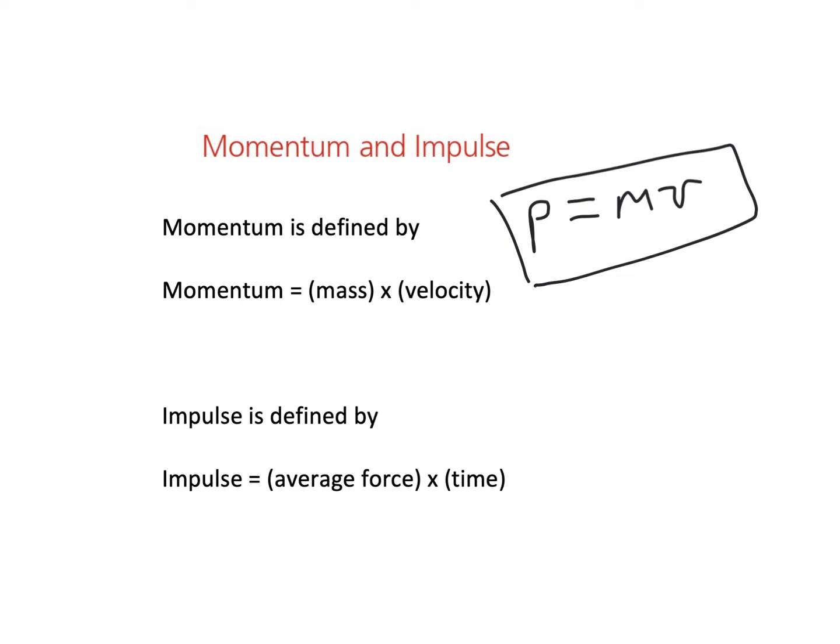Now, there's something related to momentum called impulse. An impulse is defined as the average force applied to an object times the time over which that force is acting. And so the force times the time gives you the impulse.